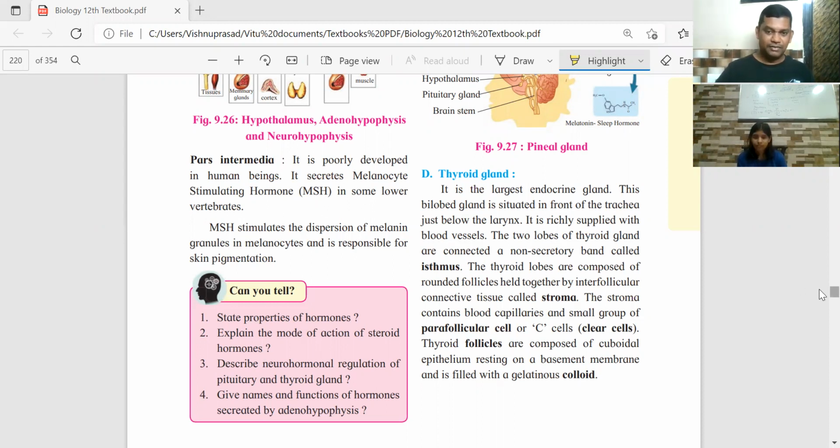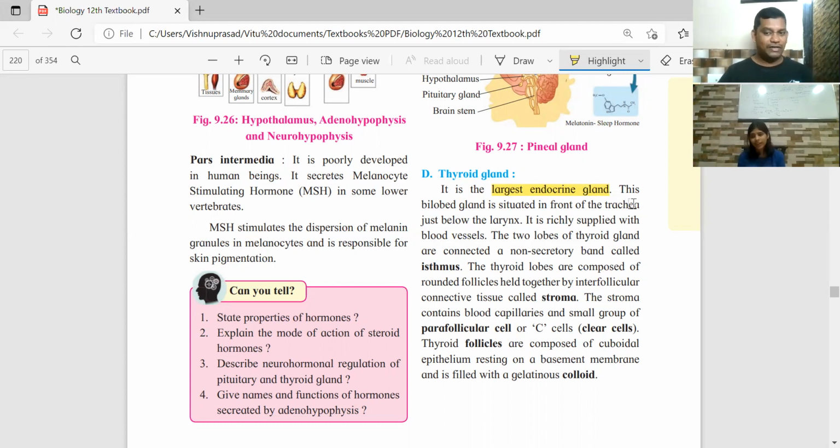Okay, so you remember very well that when we spoke about the pituitary gland, we mentioned that it is the smallest endocrine gland in the body. Same way, the next one we have to discuss is the largest endocrine gland in the body, and that is the thyroid gland. These are very probable questions. Please remember that. The smallest endocrine gland is pituitary, and the largest one is thyroid.